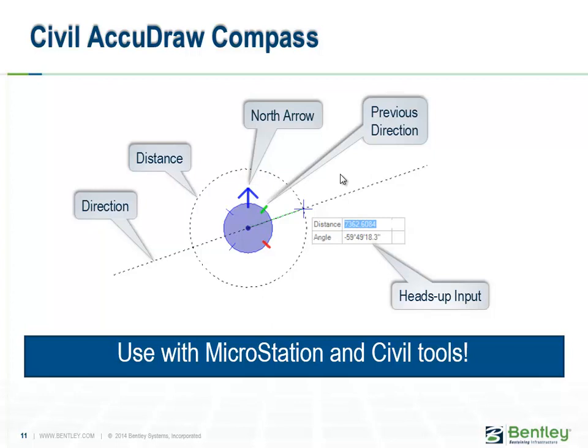Just press the down arrow key on your keyboard to open the Civil AccuDraw window. When the Civil AccuDraw window is open, the heads-up prompting is not displayed. Other heads-up prompting related to the tools being used may still appear. You just need to close the Civil AccuDraw window to return to the Civil AccuDraw heads-up prompting.